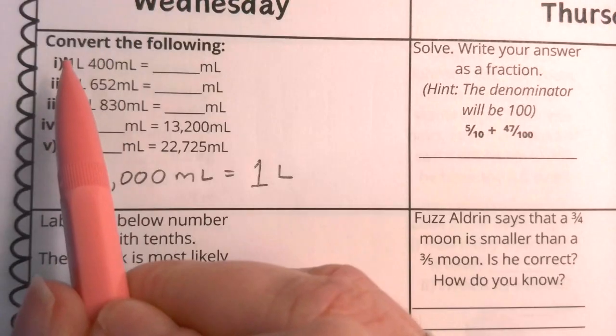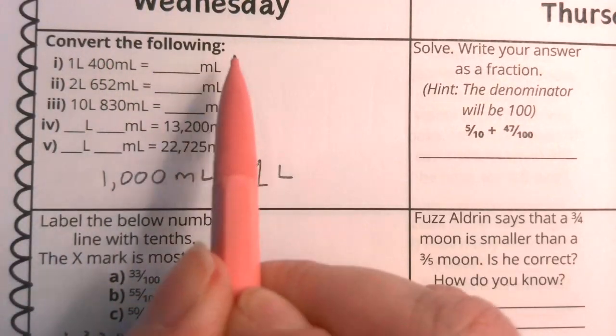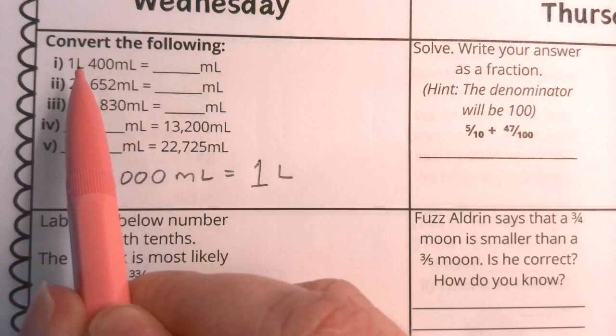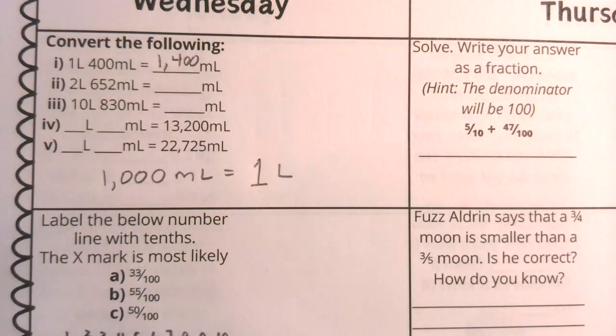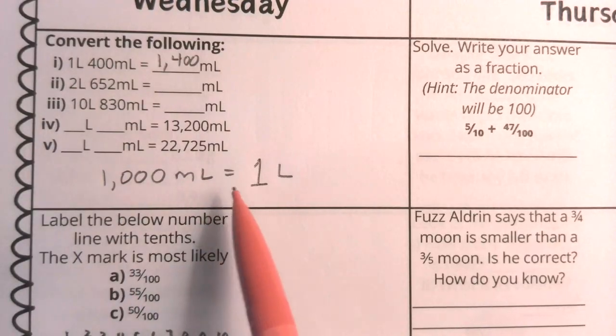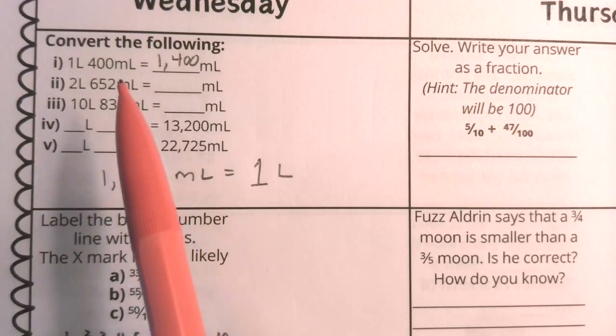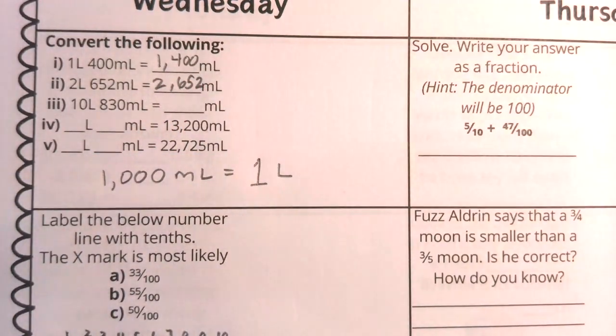So if I have 1 liter and 400 milliliters, and I want to convert that all to milliliters, I would have 1,000 milliliters for this one, and also 400 milliliters. So I would have 1,400 milliliters for my very first conversion. The second one, we have 2 liters. Well, 2 liters is going to be double this, so it's going to be 2,000 milliliters. And then, of course, we will add this 652. So we will have 2,652 milliliters in that second conversion.